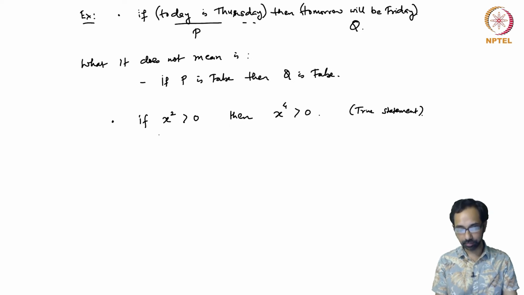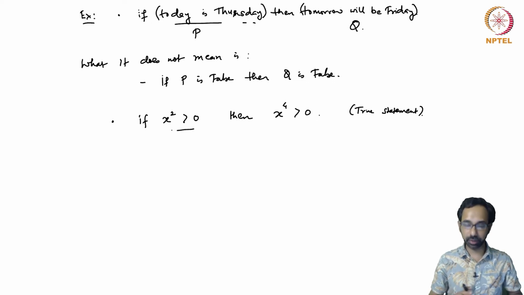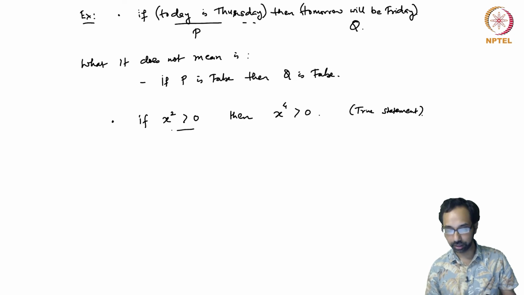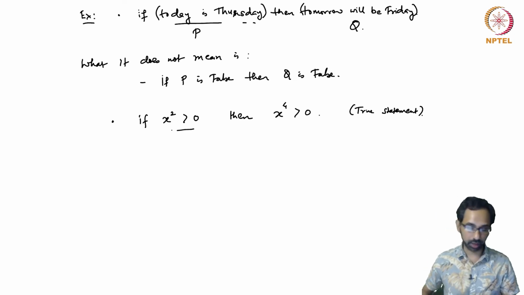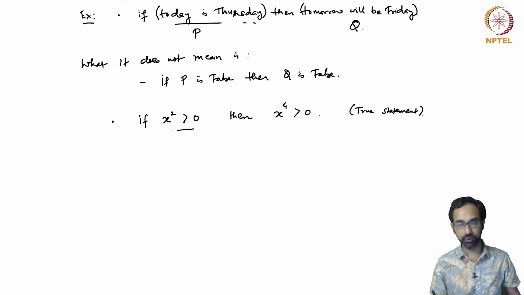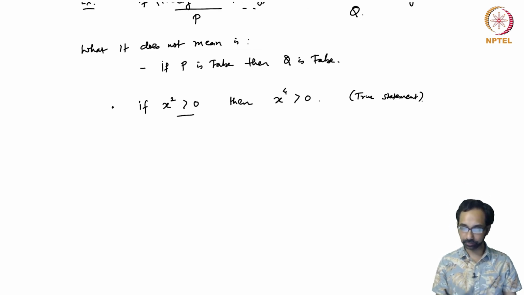Okay, because if the square of a number is greater than 0, then the fourth power will also be greater than 0, and we will see a way to actually prove this, and I'll tell you what I mean by a proof. So once we discuss a little bit more about logic, then we can try to prove this statement. So these are just examples of if-then statements that show us how to interpret these kinds of statements, and we will see many more of these in this course.